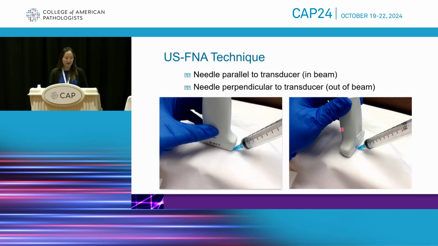In terms of ultrasound FNA technique, you can either do in-beam, which is, I think, what most people usually do, where you have the transducer and you align your needle in it so you can see the needle along the whole track. You can also do perpendicular transducer or out of beam, where you just have the needle go through at one point. There's very few instances where I would use that technique.